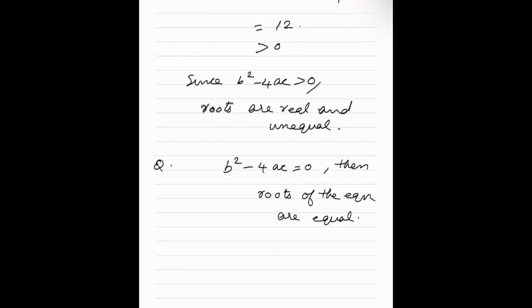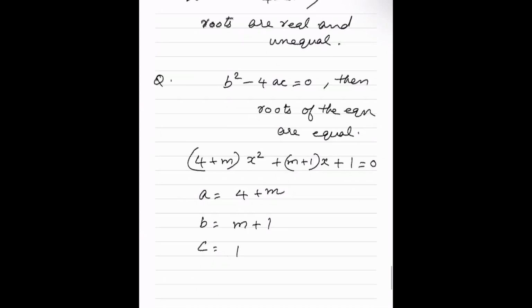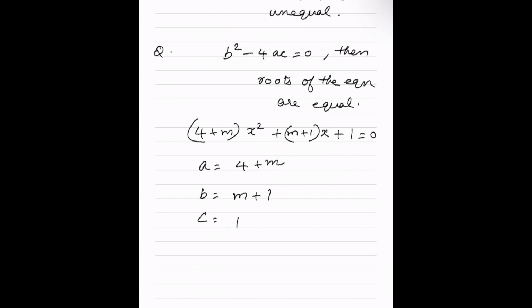Question is, find the values of m if the roots of the following quadratic equation are equal. And what is the quadratic equation? It is 4 plus m into x square plus m plus 1 into x plus 1 equal to 0. So figure out what is A, what is B, and what is C here. What is A? 4 plus m. What is B? m plus 1. And what is C? 1. Yes.